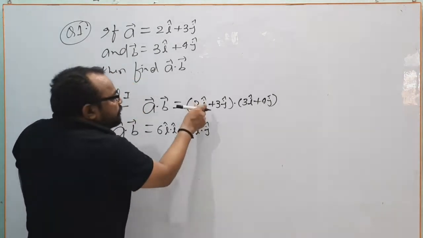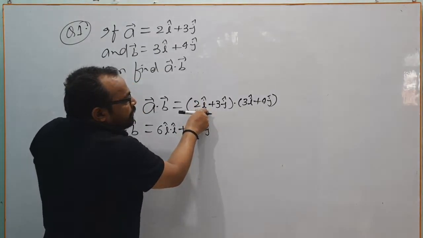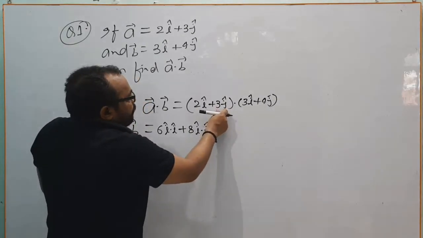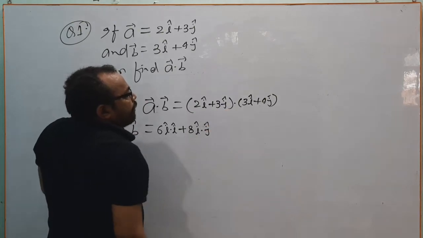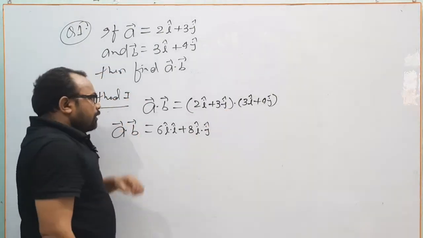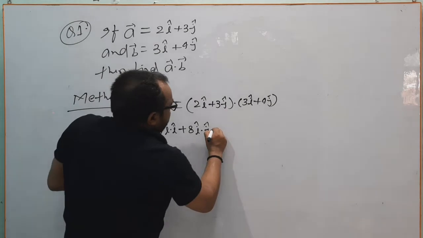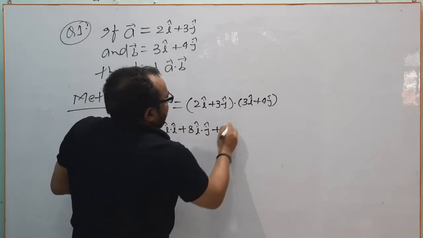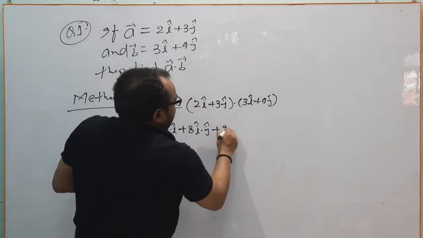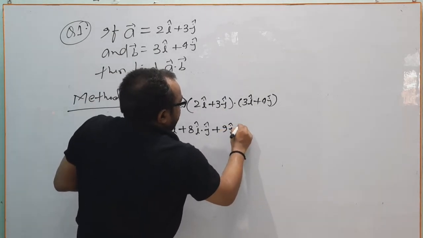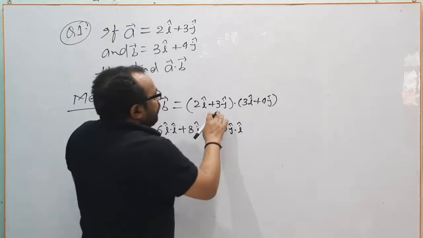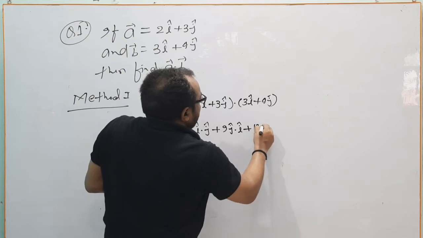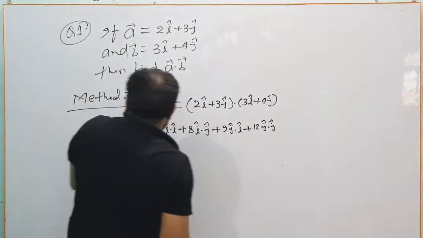So the dot product of 2i cap is to be taken with these two vectors. Now the dot product of 3j cap will be plus the dot product of 3j cap with 3i cap. 3 multiplied by 3 will be 9, and j dot i, and now the dot product of 3j cap with 4j cap will be 12 j dot j.